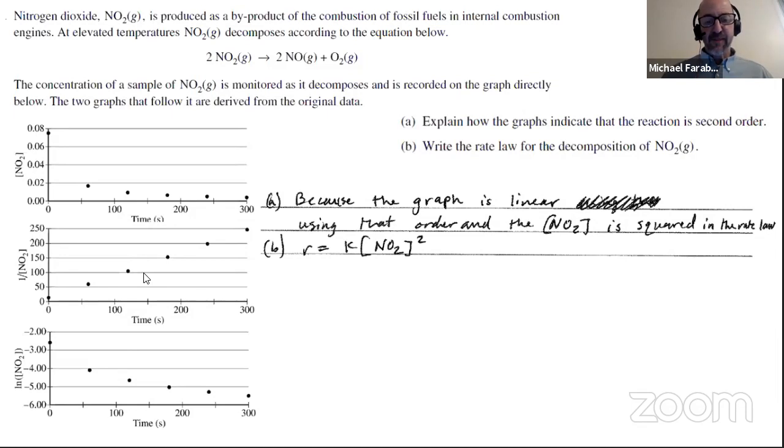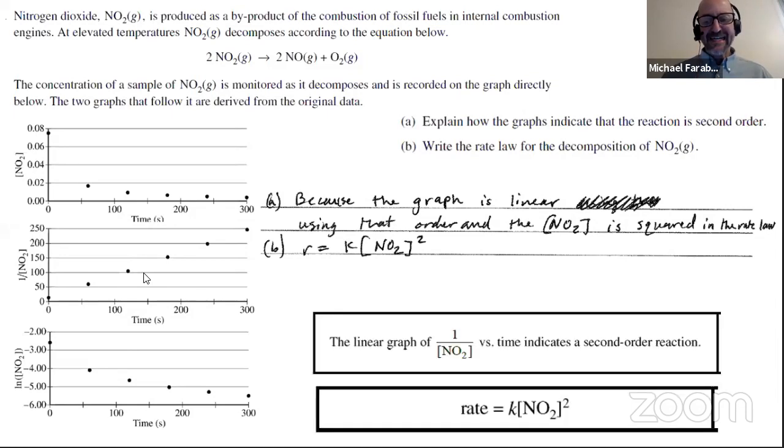Well, as you can see, they talked about a linear graph, but they did not identify specifically the graph of 1 over the concentration. So that was their mistake. They got the right rate law, but they didn't specify that the linear graph was 1 over concentration versus time. They just said the graph is linear, and they forgot to be specific. So again, be careful with your choice of words and try to be as precise as you can with your language.